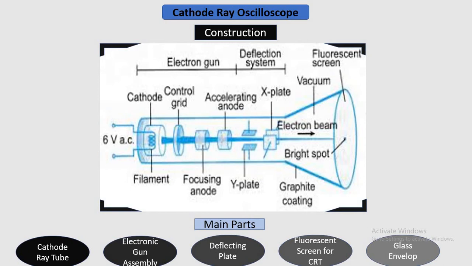And the last one is the glass envelope. It is a highly evacuated, conical shaped structure. The inner surface of the CRT between the neck and the screen is coated with aquadag. The aquadag is a conducting material and acts as a high voltage electrode. The coated surface is electrically connected to the accelerating anode and hence helps the electrons to be focused. So this is all about the construction and main parts of the CRO.